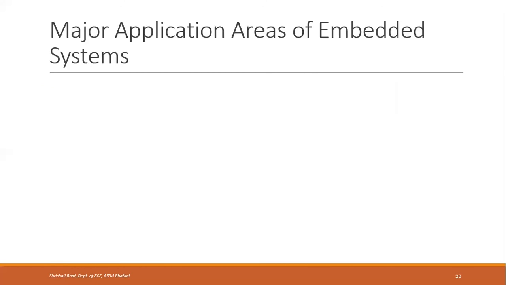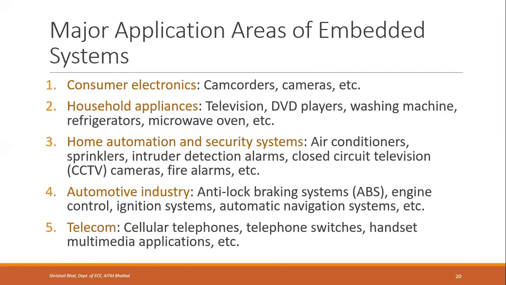Next, we have some major application areas of embedded systems. Embedded systems are used everywhere in our day-to-day lives, and in different applications. These are some major areas. We have consumer electronics, like camcorders, digital cameras, and video recorders. Then household appliances like televisions, DVD players, washing machines, refrigerators, microwave ovens, and other examples.